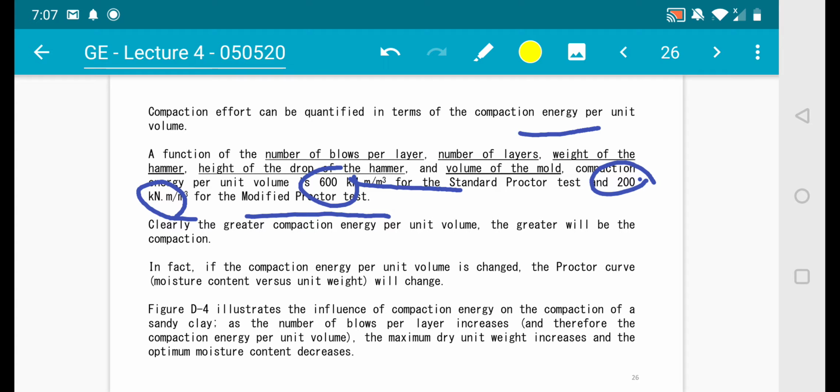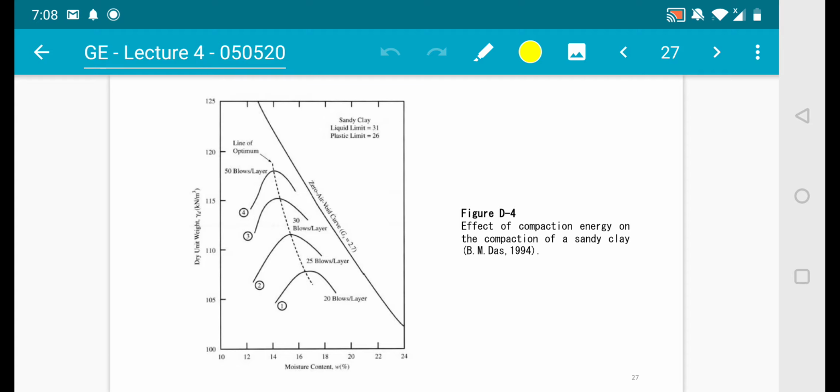Now, clearly, the greater the compaction energy per unit volume, the greater will be the compaction. In fact, if the compaction energy per unit volume is changed, the Proctor curve will change. Figure D4 illustrates the influence of compaction energy on the compaction of a sandy clay. As the number of blows per layer increases, the maximum dry unit weight increases, and the optimum moisture content decreases. So, figure D4 shows the effect of the compaction energy on the compaction of sandy clay.